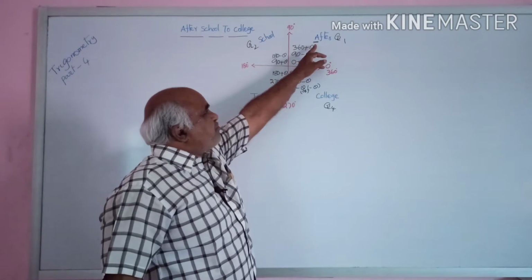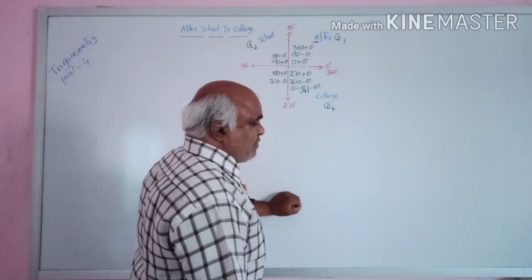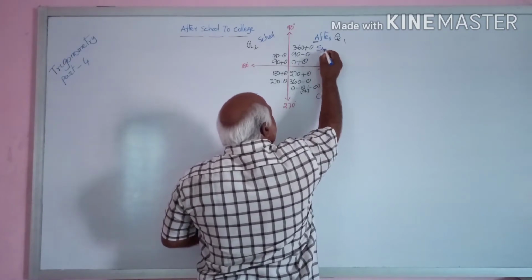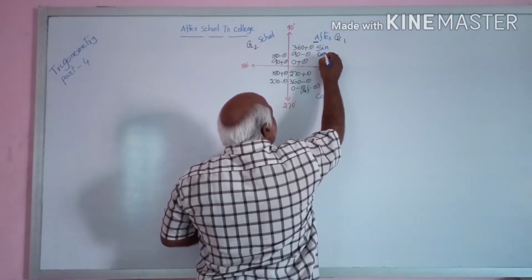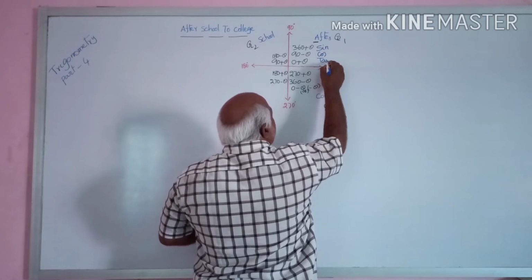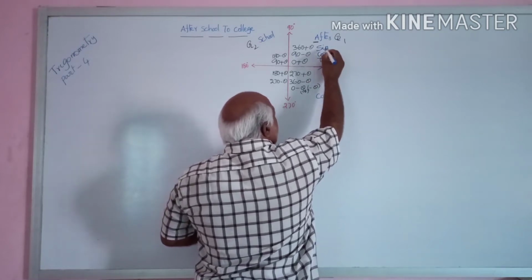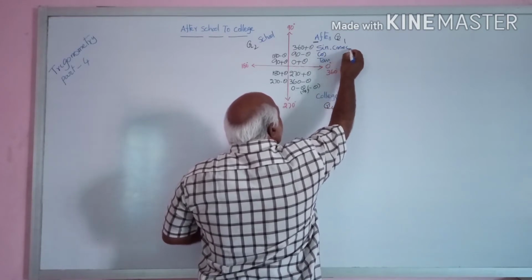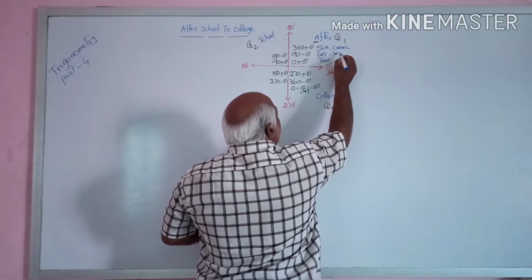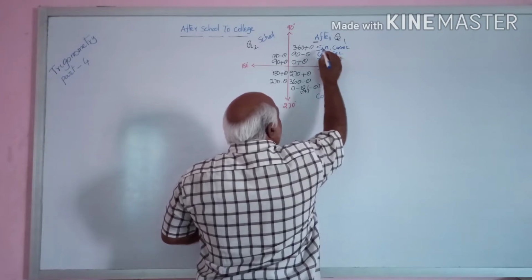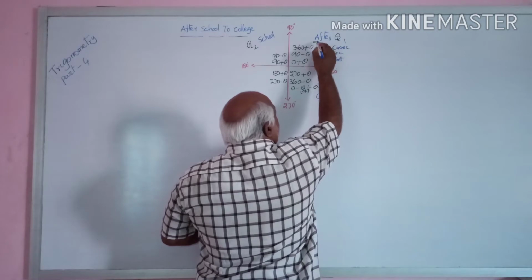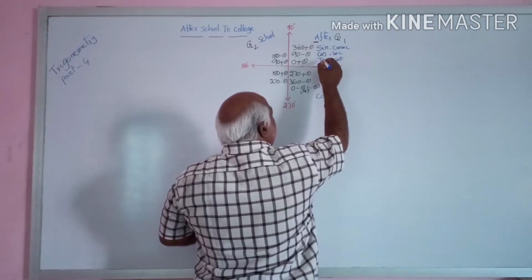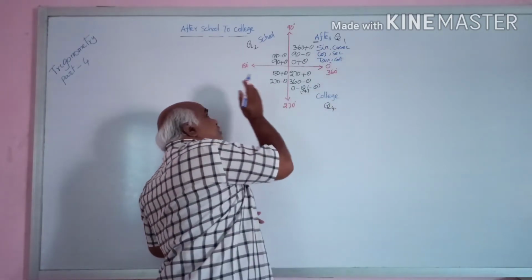Come to the A. What is meant by A? A means all trigonometric ratios. What are the trigonometric ratios? Sine, cos, tan. These are the trigonometric ratios. What are the reciprocals of the trigonometric ratios? For sine, cosecant. For cos, secant. For tan, cot. This is the meaning of all. A means all: sine, cosecant, cos, secant, tan, cot. You have to remember.